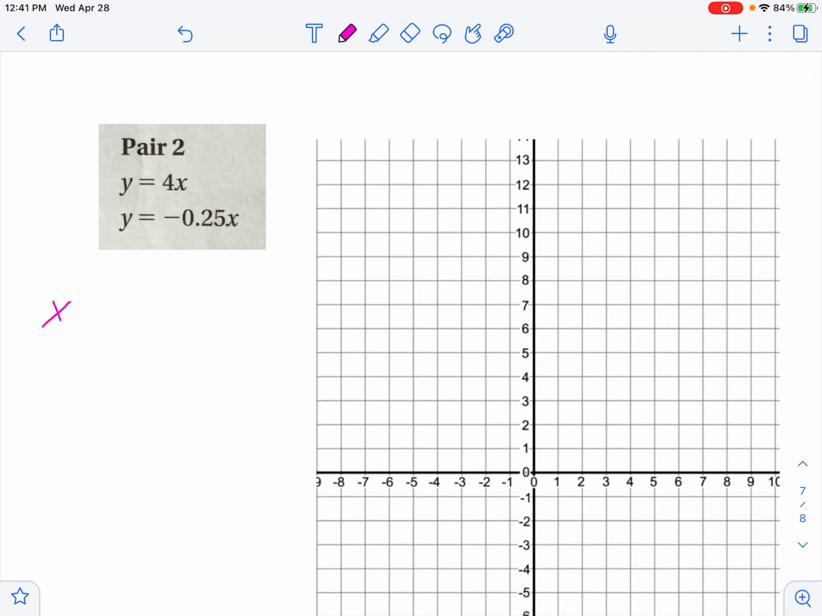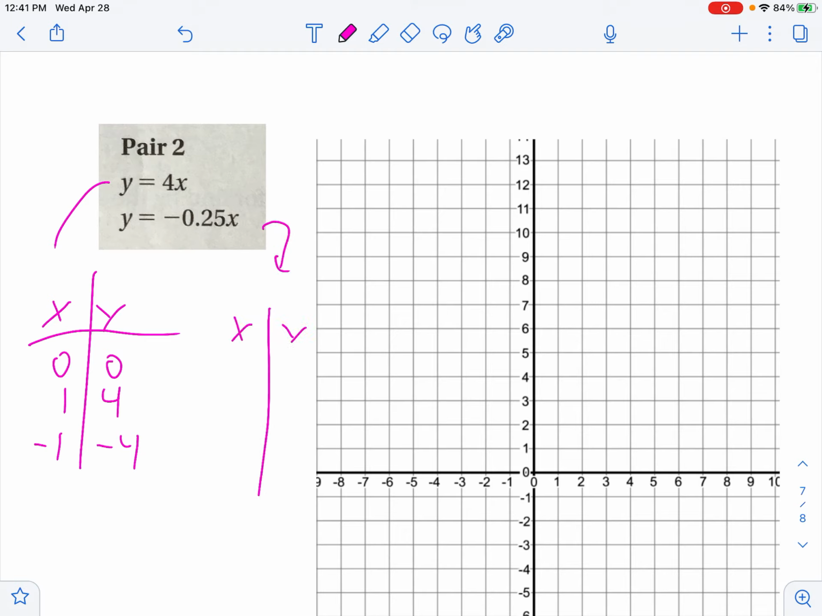Pair 2, I'm going to do a t-chart again, x, y. So for this one, if x is 0, y is 0. If x is 1, y is 4, because 1 times 4 is 4. If x is negative 1, y is going to be negative 4. I'm going to do this one.